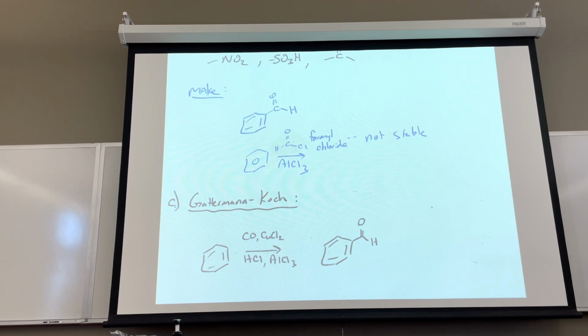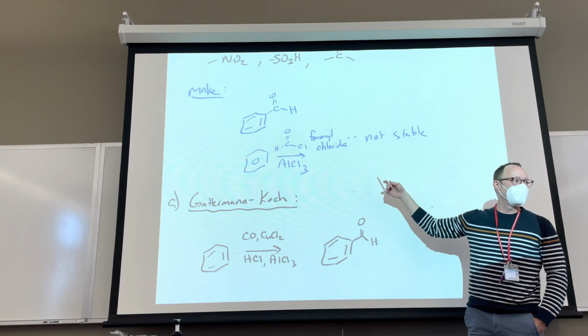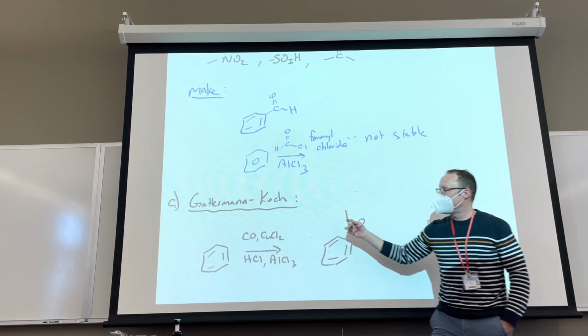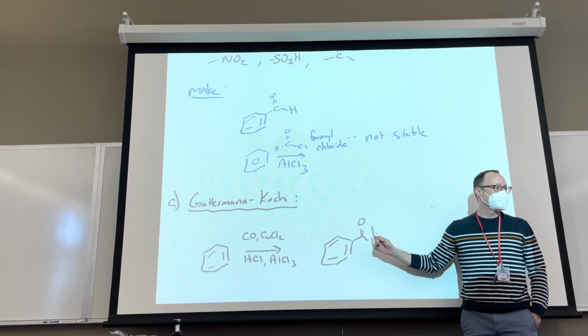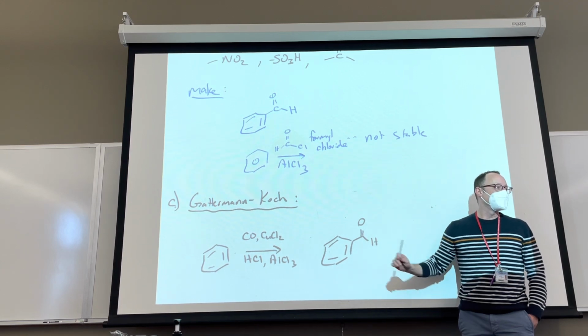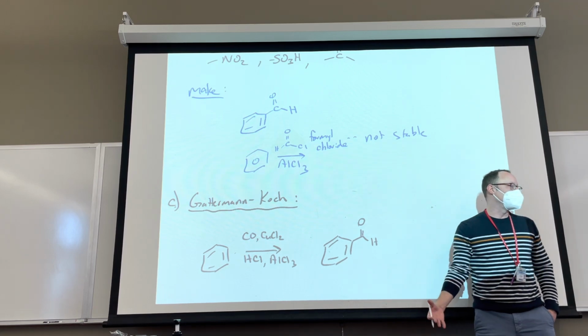So what's the difference between the Gattermann-Koch and the example above? Not really anything other than the Gattermann-Koch is a specific variant of the acylation. So you're only ever going to use this to make benzaldehyde. The Gattermann-Koch can only make benzaldehyde. The Friedel-Crafts acylation can make any acyl benzene you could ever want.